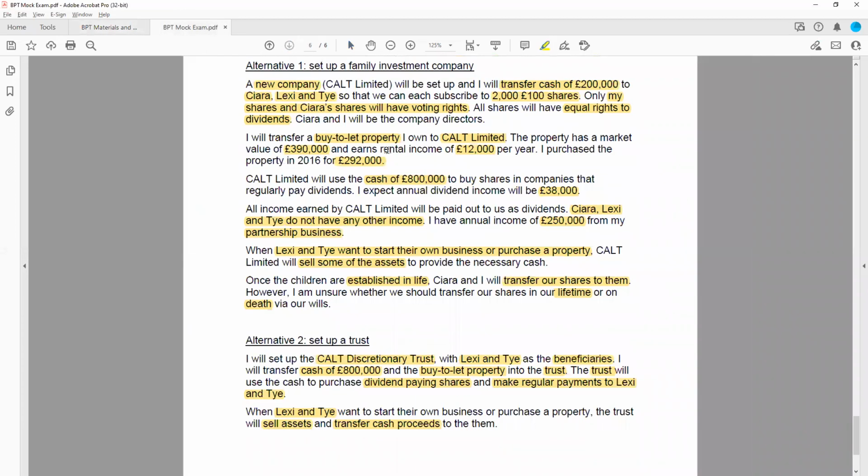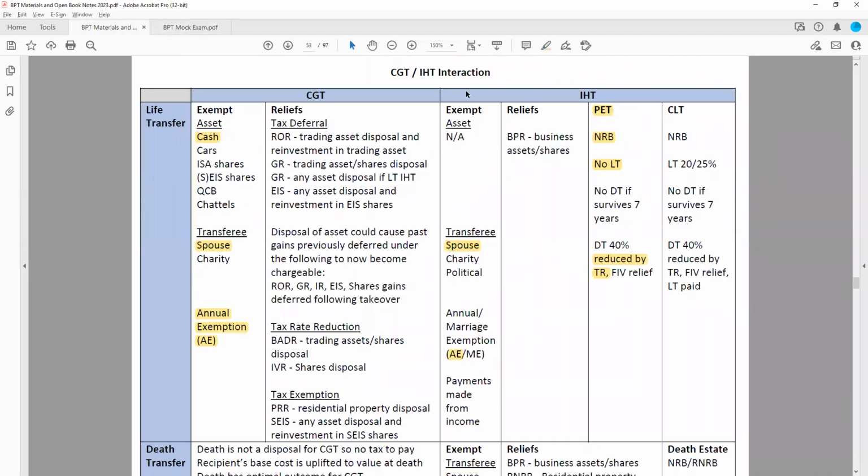But it didn't seem that we had to really consider the impact on death that much. So of course, this is a lifetime transfer, and we thought it's gone into a trust. That is going to be a CLT for IHT, tax 25%, and then we could mention if they survive 7 years. There weren't any other reliefs here for those assets.